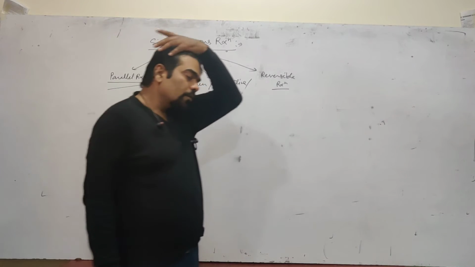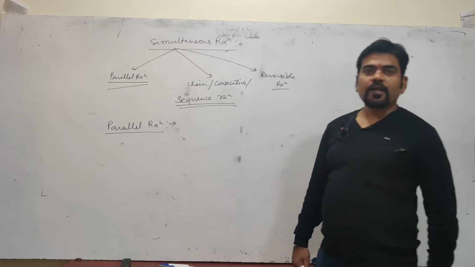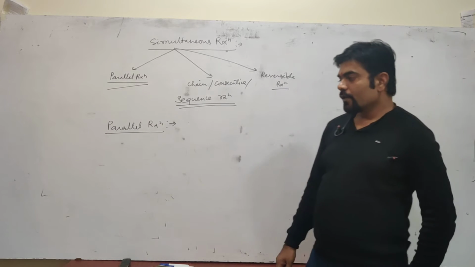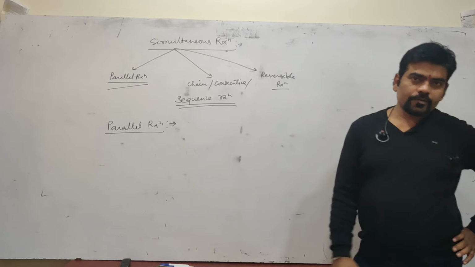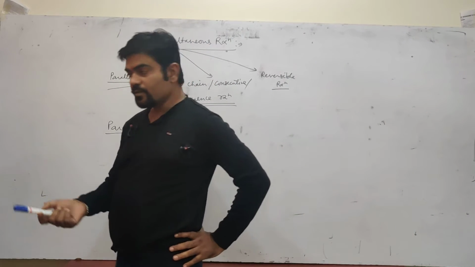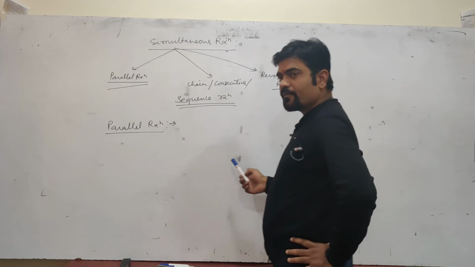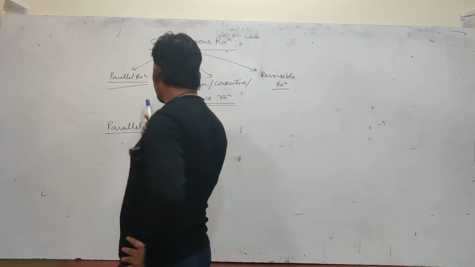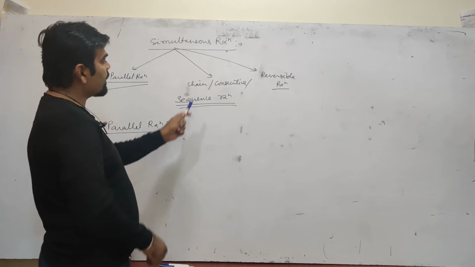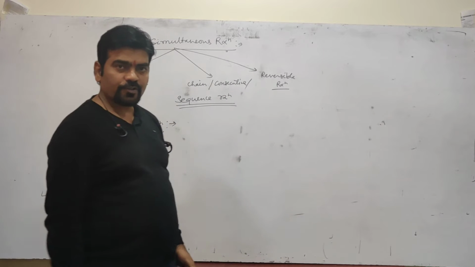Hello students, today we will discuss simultaneous reactions, which is a part of chemical kinetics, and this is there in the syllabus. So in simultaneous reactions, we will discuss the first order simultaneous reactions. In these, we will have three different types of reactions: one is parallel reactions, another is chain or consecutive reactions or sequence reactions, and the other is reversible reactions.